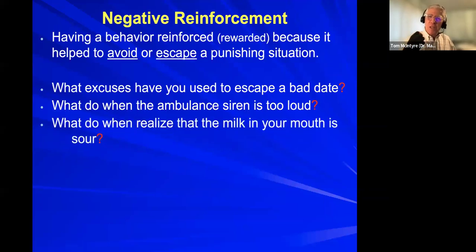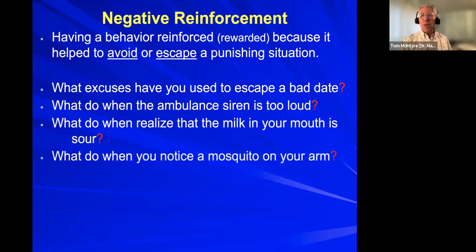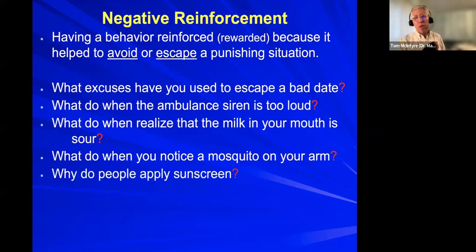You take a swig of milk, you realize it is soured. I won't demonstrate here, but chances are you spit it out. Spitting out the milk allowed you to escape that terrible taste. You notice a mosquito on your arm. For most people, that is a negative experience. How do they escape it? So that action of slapping makes the terrible situation go away if you've got good aim.